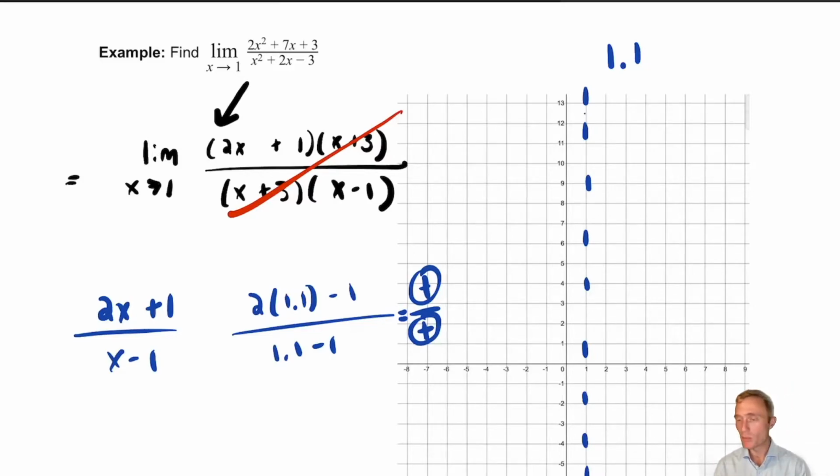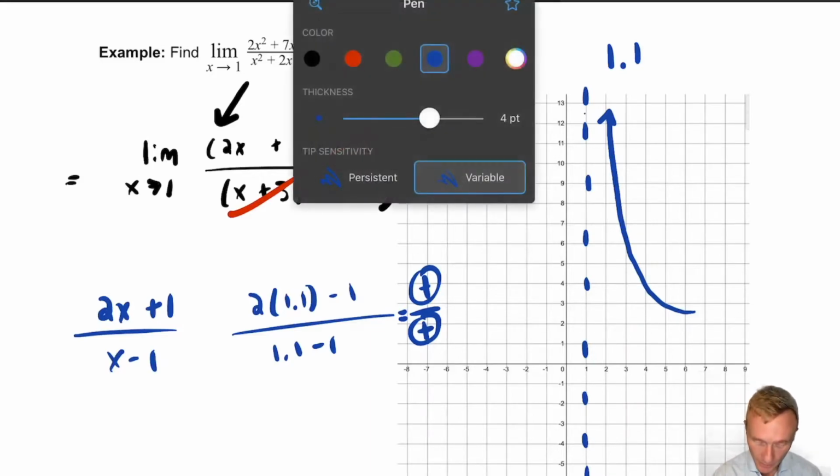1.01 minus 1 is going to be 0.01. Then 0.001. The denominator is getting smaller and smaller and smaller, but it's still positive. Positive divided by positive is positive. So as we approach from the right, this value is approaching positive infinity.